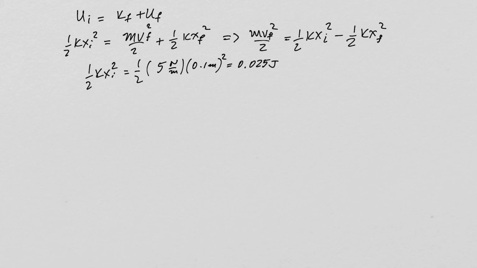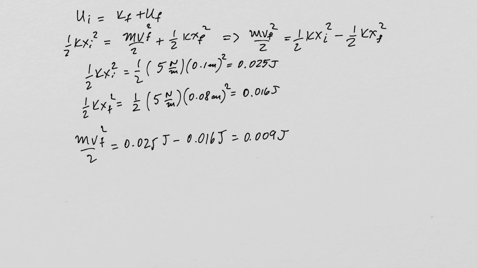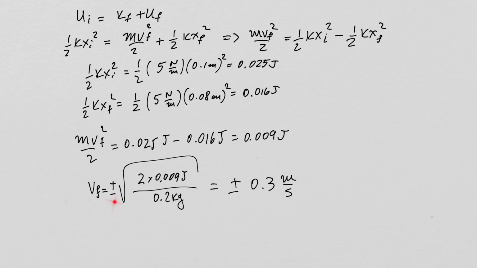1/2 k x initial squared is equal to 0.025 joules, and 1/2 k x final squared is equal to 0.016 joules. In other words, the kinetic energy m v final squared over 2 is equal to 0.009 joules. Now let's solve for v final. So v final is equal to plus or minus the square root of 2 times 0.009 joules divided by 0.2 kilograms, or plus or minus 0.3 meters per second. We must select the negative solution because this glider is going in the negative direction. So v final is equal to minus 0.3 meters per second.